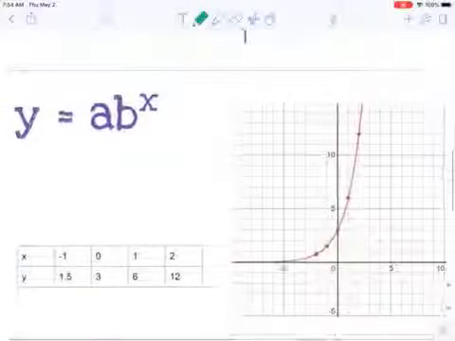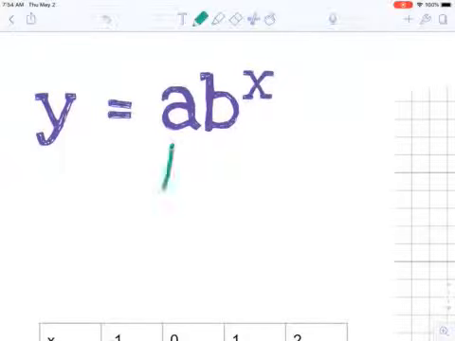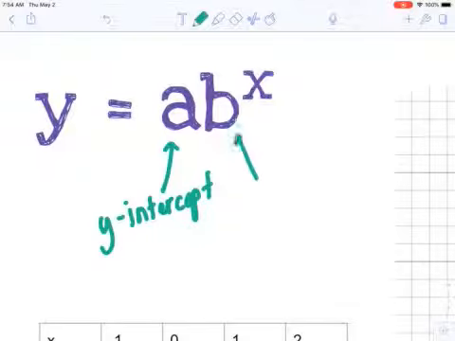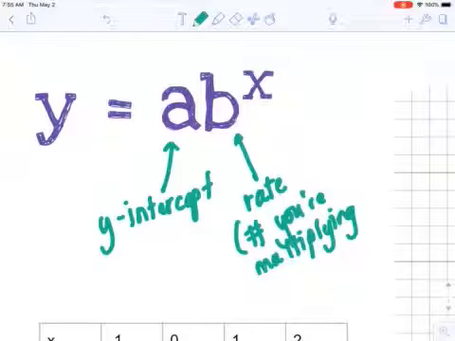So let's talk about the equation. Y equals ab to the x, or a times b to the x. Remember that the a represents the y-intercept. That's why that point is important, because it's a part of your equation. And then the b represents the rate at which those values are changing. Okay, and just to put it in more layman's terms, it's the number you're multiplying by. When you think about a geometric sequence, it's the common ratio, that number you multiply by over and over.